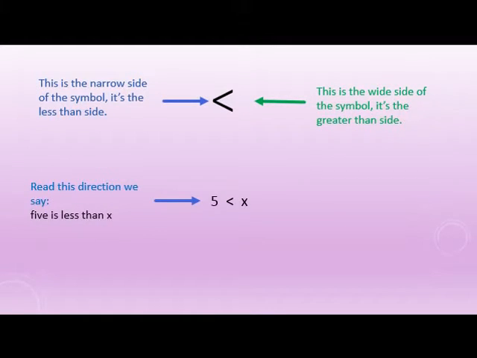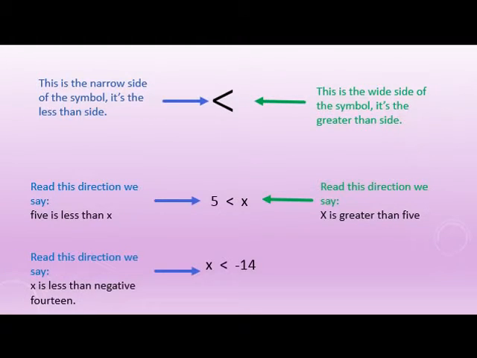We can read this inequality from this side, and we read it 5 is less than x. If we read it from the other direction, we say x is greater than 5. Both statements are true. Here's another one. If we read it from this direction, we say x is less than negative 14. If we read it from this side, we say negative 14 is greater than x. So it really depends on what direction you're reading the symbol from.